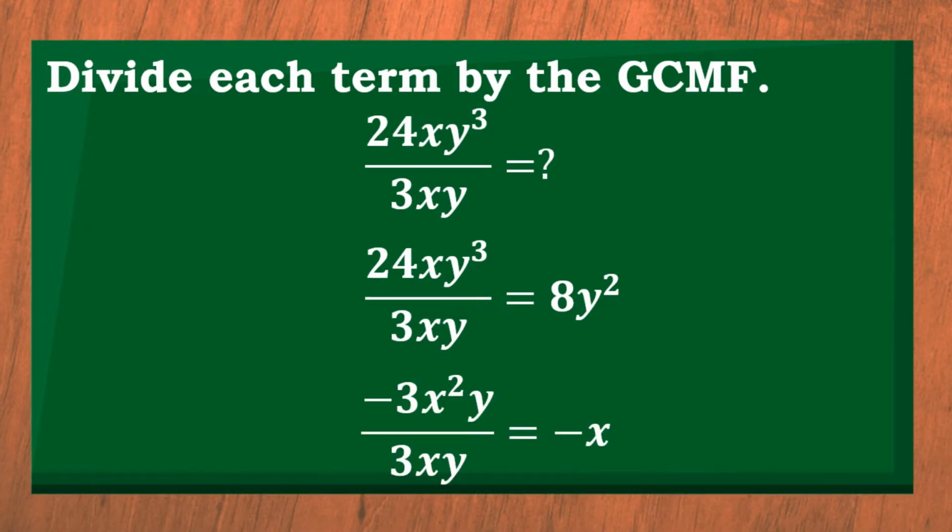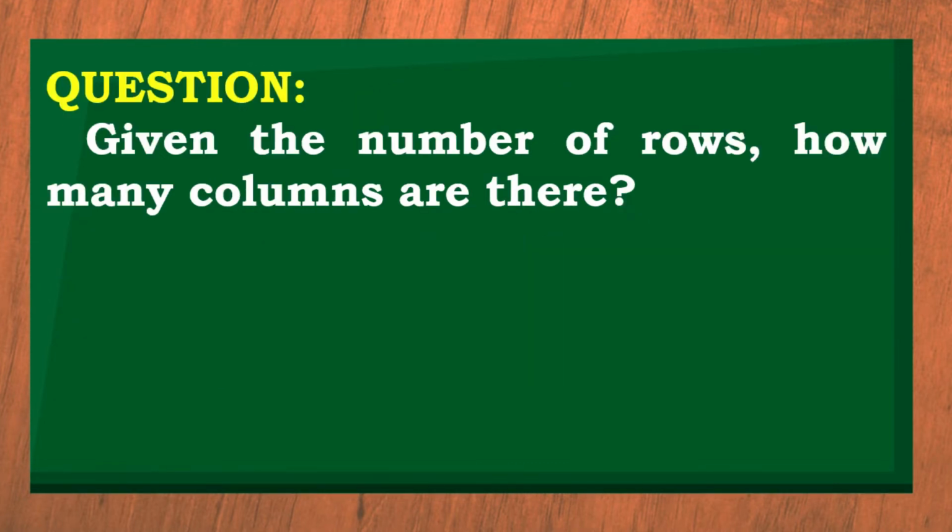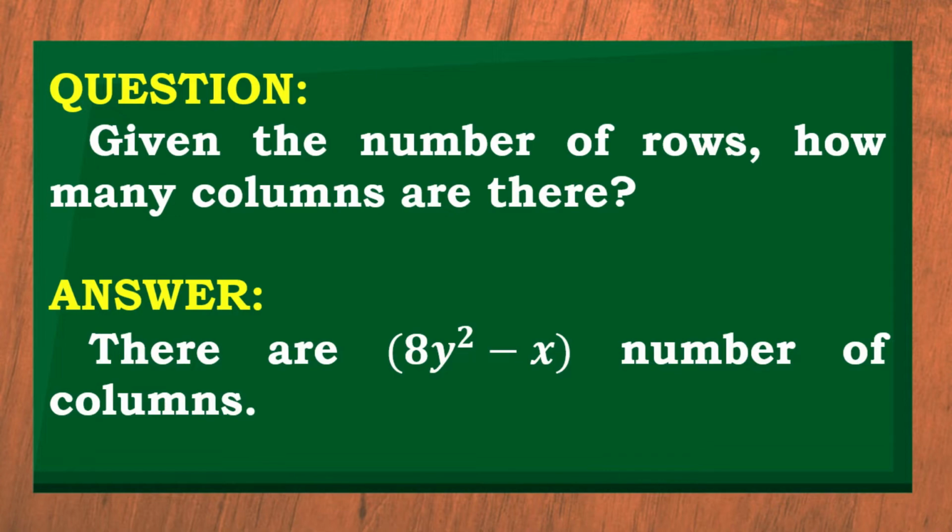Then, we have negative 3x squared y divided by 3xy, which is equal to negative x. Take note that we put together the two quotients and copy the operation in between the given polynomials. Take note also that we need to answer the question in the word problem. The question is, given the number of rows, how many columns are there? Therefore, there are 8y squared minus x number of columns.